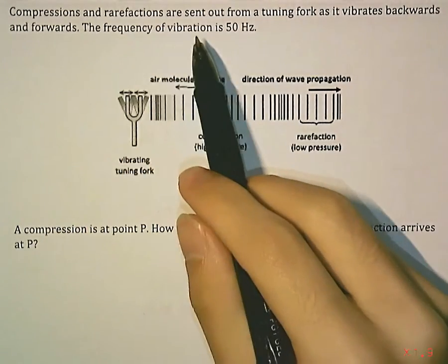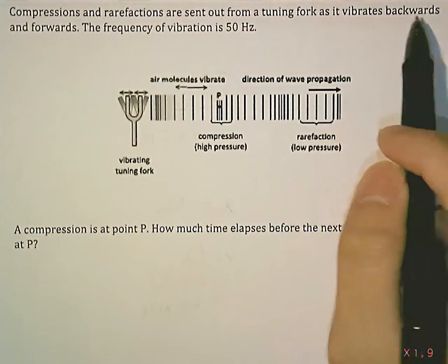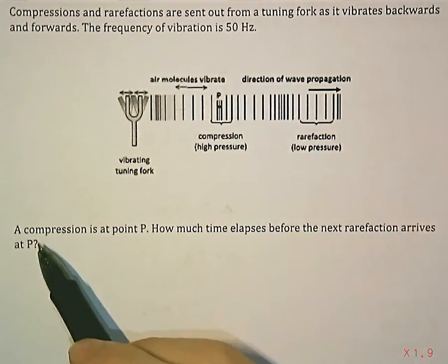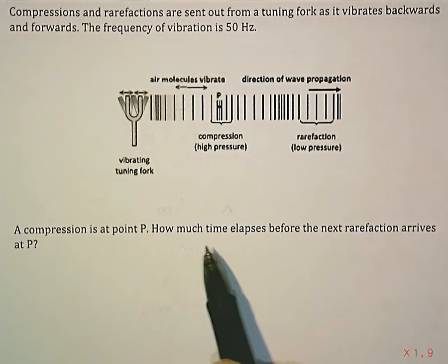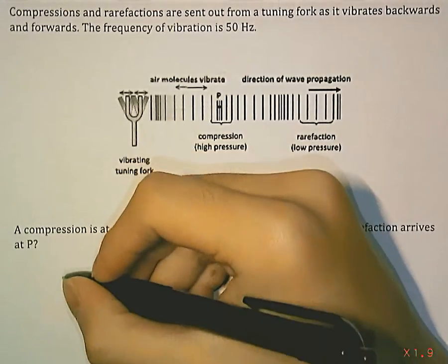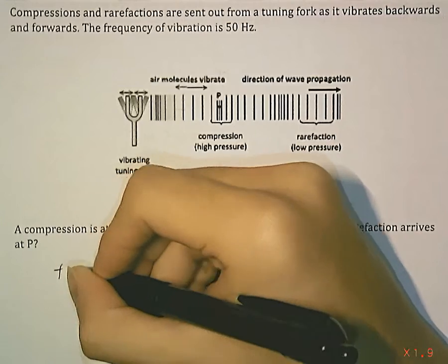Compressions and rarefactions are sent out from a tuning fork as it vibrates backwards and forwards. The frequency of vibration is 50 Hz. A compression is at point P, and how much time is going to elapse before the next rarefaction arrives at P? So we are going to use this formula, which is f equals 1 over T.